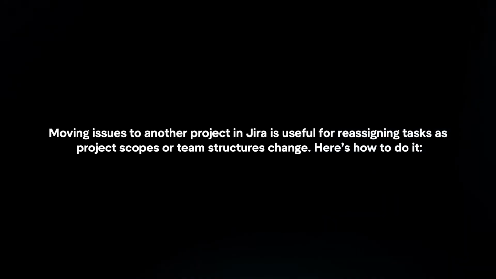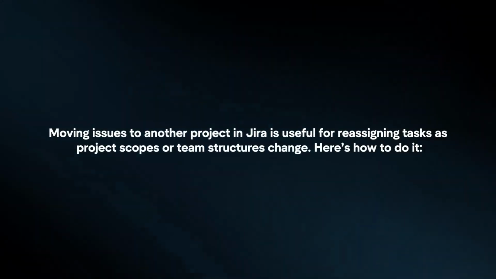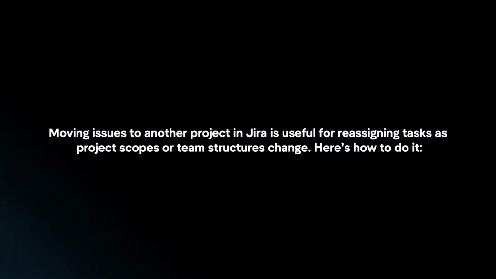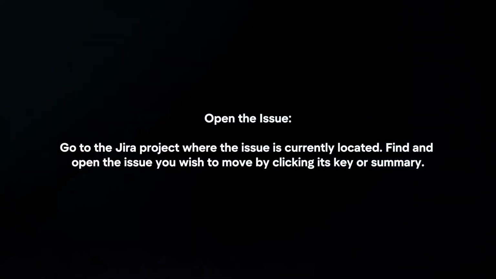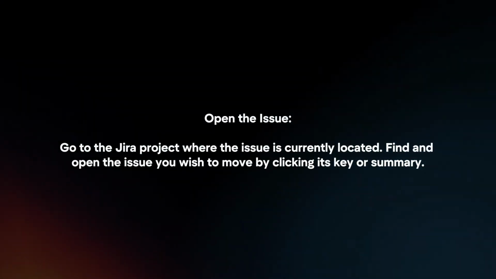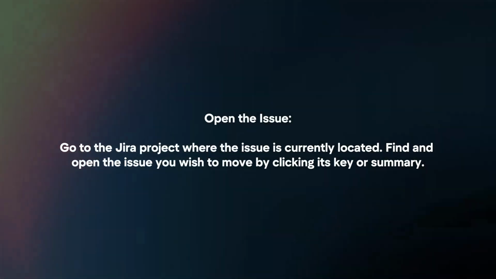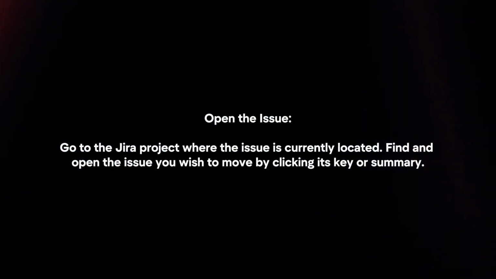Moving issues to another project in Jira is useful for reassigning tasks as project scopes or team structures change. Here's how to do it. Open the issue. Go to the Jira project where the issue is currently located. Find and open the issue you wish to move by clicking its key or summary.